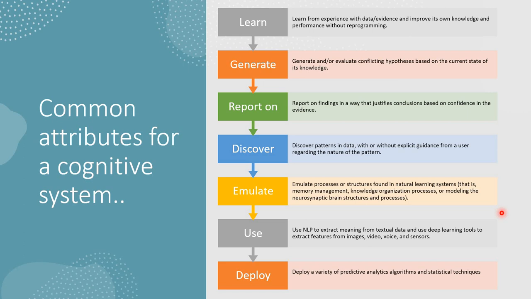Next is generate. It should be able to generate or evaluate very clearly hypotheses based on the current state of its knowledge. We need to generate the hypothesis. That's very, very important. Report on findings is the next step that we need to do. You have learned, you've generated the hypothesis, go ahead and report the findings in such a way that it can justify the conclusions clearly based on the confidence and the evidence that you have obtained.